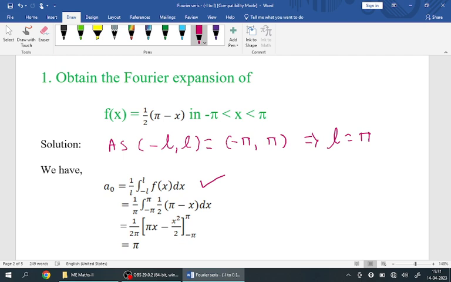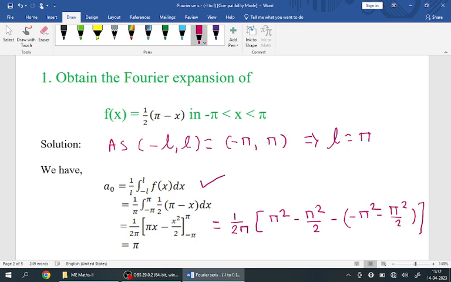So let me integrate it one by one. 1 by 2 is a constant, so 1 by 2 pi is outside. The integral of pi is pi x. The integral of x is x square by 2. Now just do it step by step. 1 by 2 pi as it is. When we put the upper limit, you will observe pi into pi becomes pi square minus pi square by 2. This is for the upper limit, minus now the lower limit. Let me replace x by minus pi. Minus pi into pi is minus pi square, and here minus pi square by 2 with the minus sign becomes plus pi square. So this is minus pi square by 2.